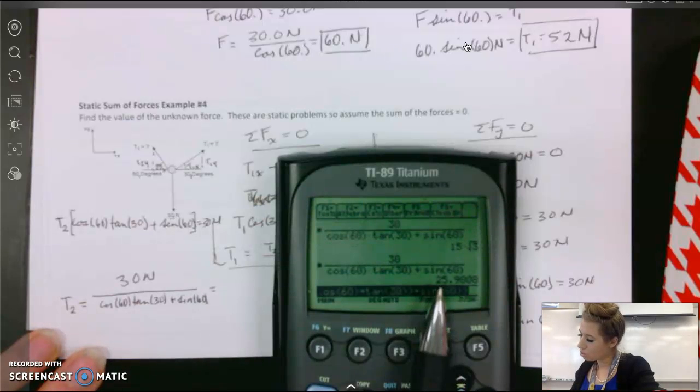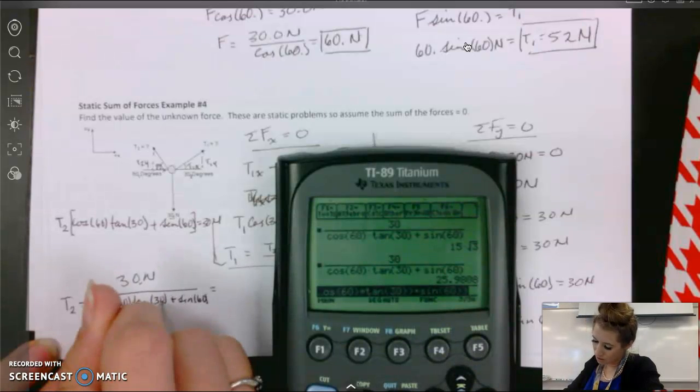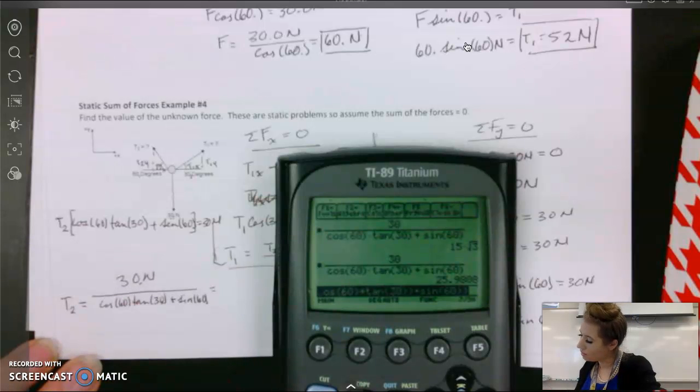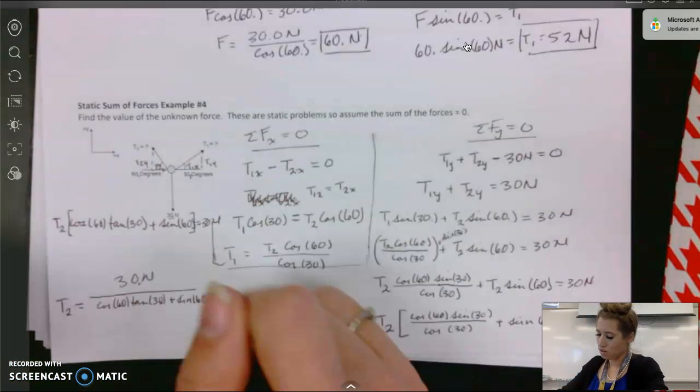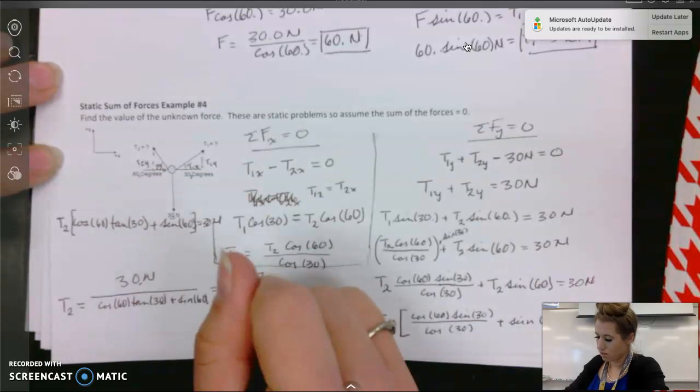And that gives us 25.98. We've been working with 2 sig figs mostly. Kind of drop the decimals here. So that'll be 26. So T2 equals 26 newtons. Okay.